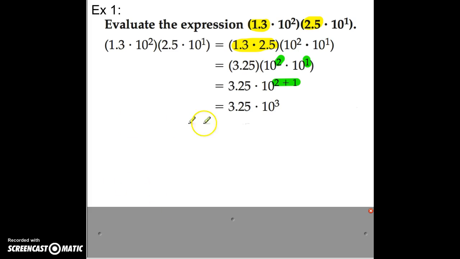Again, you don't have to write this step here, just like you don't have to write this step here. It might be helpful for you if you do, but they are not required. I would like to see this step and this step, however. And of course, writing your original problem is always helpful.